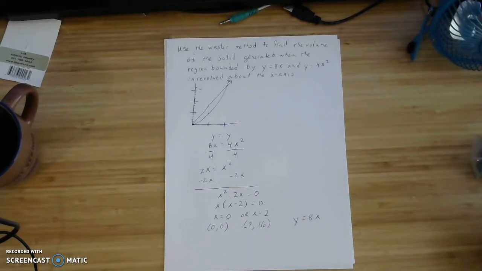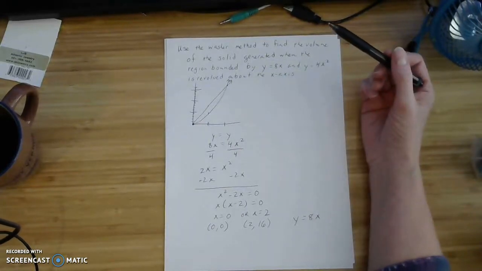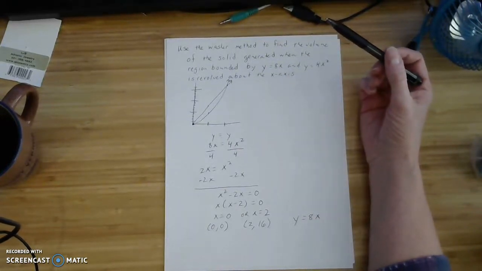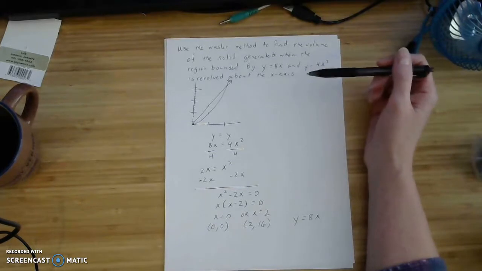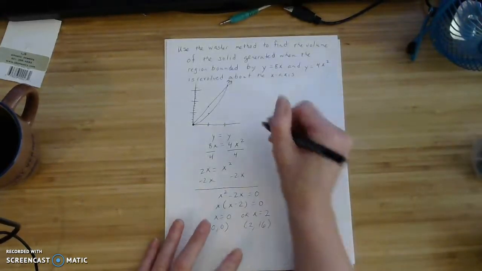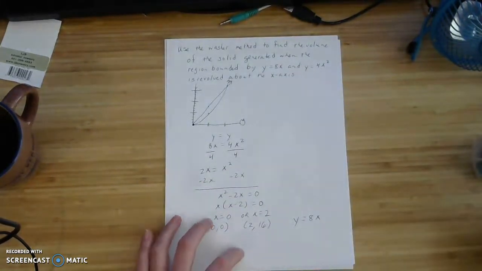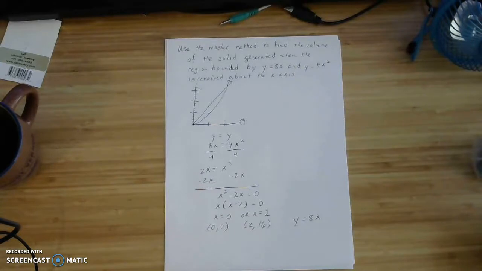Okay, so now you can see that I've just sketched out a graph here. y equals 8x is the line and y equals 4x squared is the parabola. And I need to now figure out which way I'm going to revolve it. So I'm revolving it about the x-axis. Best thing to do is go ahead and put a little mark here, like a semicircular arrow that shows that I'm rotating about the x-axis.